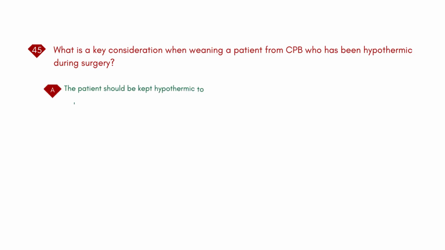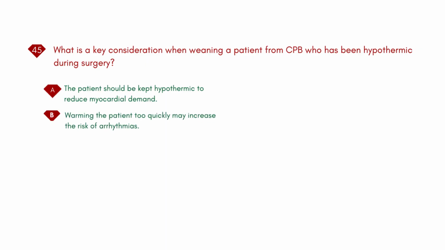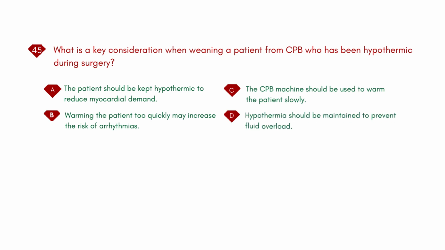A. The patient should be kept hypothermic to reduce myocardial demand. B. Warming the patient too quickly may increase the risk of arrhythmias. C. The CPB machine should be used to warm the patient slowly. D. Hypothermia should be maintained to prevent fluid overload. Answer: B. Warming the patient too quickly may increase the risk of arrhythmias.